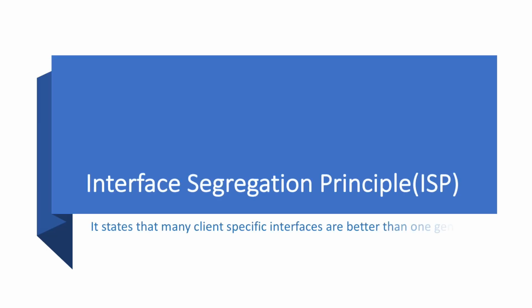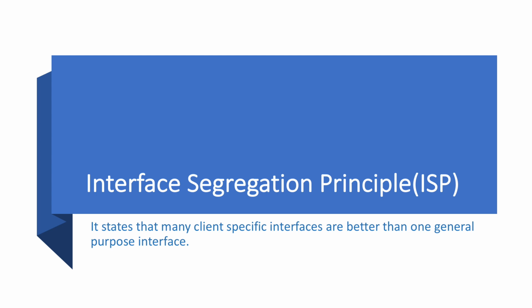Interface Segregation Principle. The interface segregation principle states that many client-specific interfaces are better than one general-purpose interface. Interfaces should be split down into small groups of related members that are implemented by all classes that implement the interface.